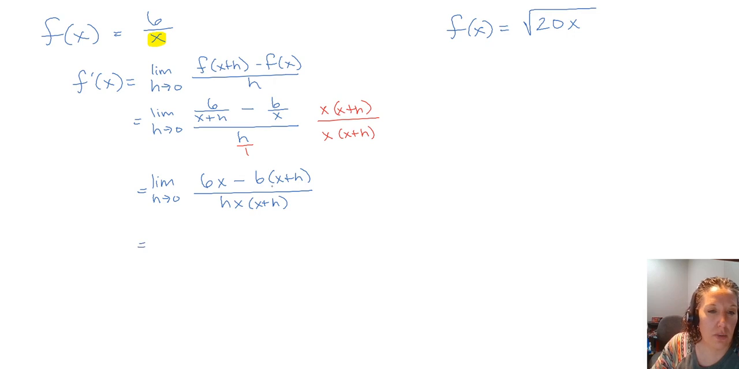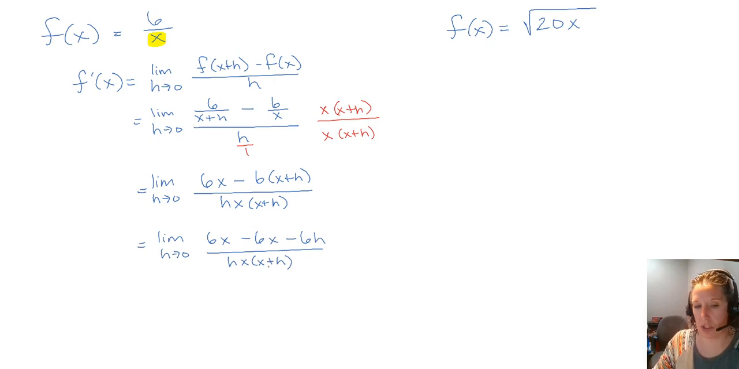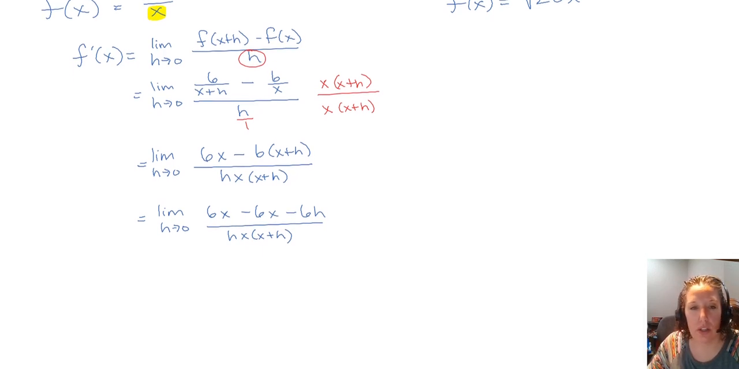All right, go ahead and distribute 6 in the numerator so we can combine like terms. We'll get 6x minus 6h all over that denominator, h times x plus h. And we don't necessarily want to distribute in the denominator. Our main issue here is if we try to plug in h equals 0, we're going to get 0 in the denominator. And we want to try to get rid of that h. We want to be able to factor it out.